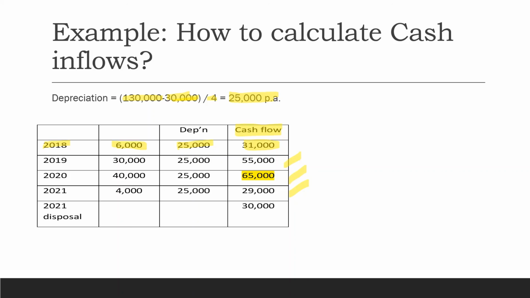One more important thing you have to consider is in 2021, that is the 4th year of your plant and machinery. In the 4th year you are disposing of your asset. So when you are disposing of your asset, along with your operating profit, you will also receive an additional 30,000 as cash in your kitty. So you will have 29,000 plus 30,000 as your cash inflow in 2021.